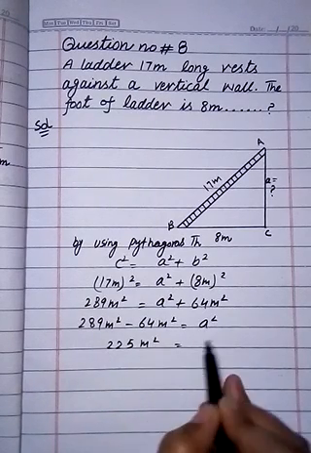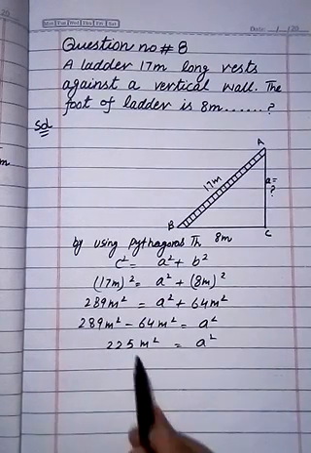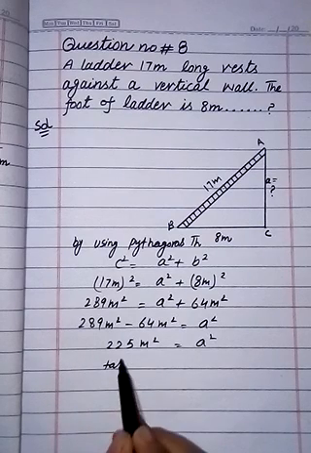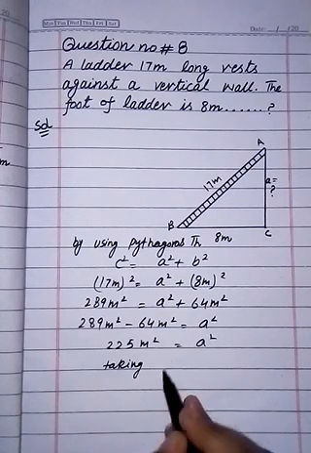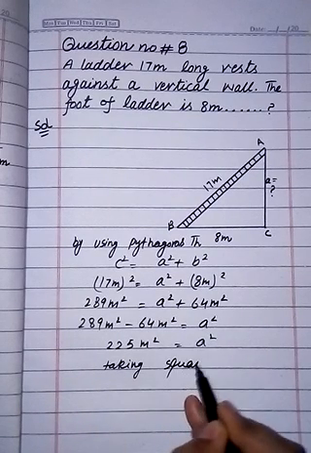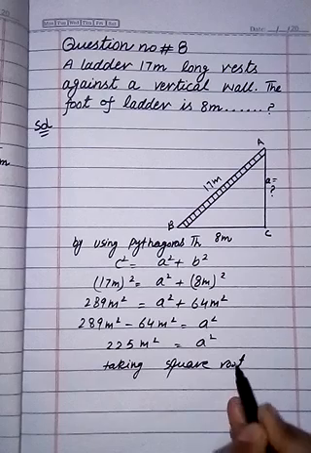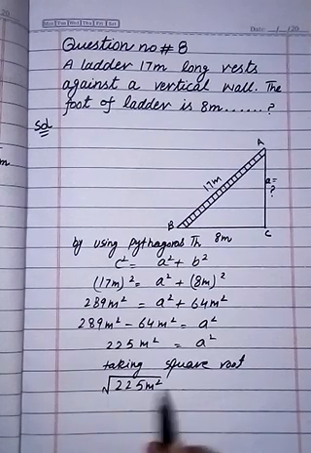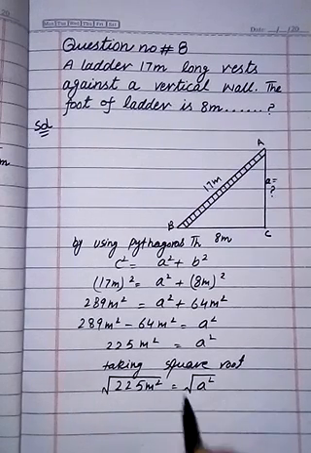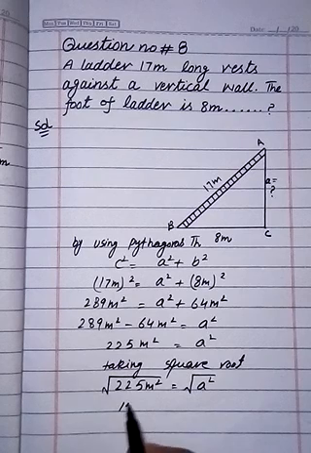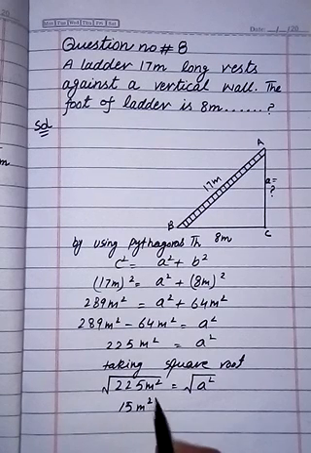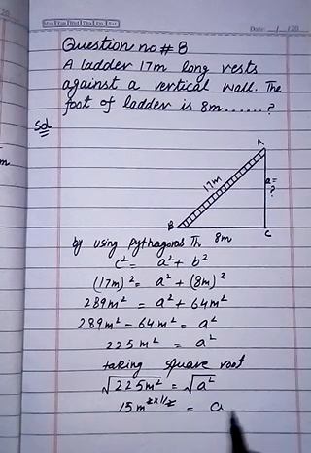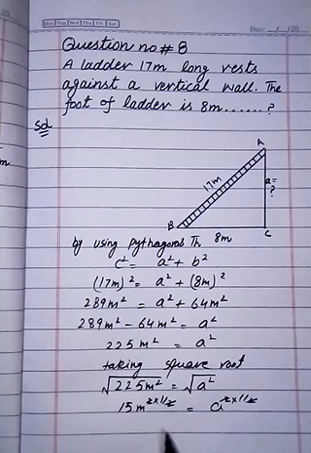Now you will remove the square, so take the square root on both sides. Now you can write the square root of 225 meter square equals the square root of A square. Now its square root is 15 meter, so the power 1 by 2 will be cancelled. Now A square multiplied by 1 by 2, so the answer is 15 meter.